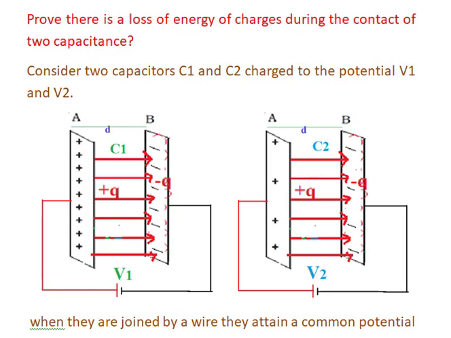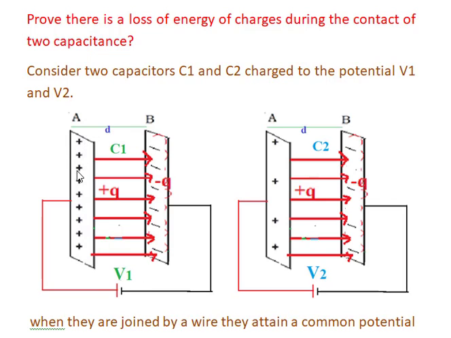Here the question is: prove that there is a loss of energy of charges during the contact of two capacitors. For this, consider two capacitors C1 and C2, charged to potentials V1 and V2. This is the first capacitor. Its capacitance is C1 and it is charged with the potential V1.